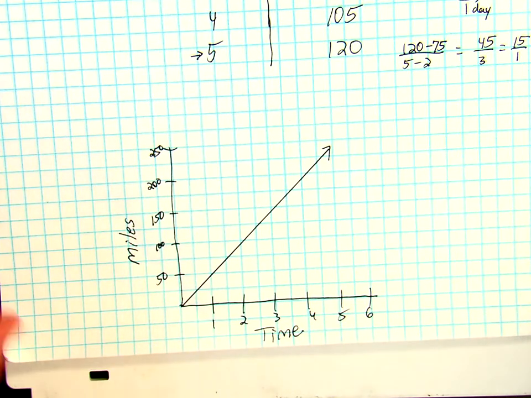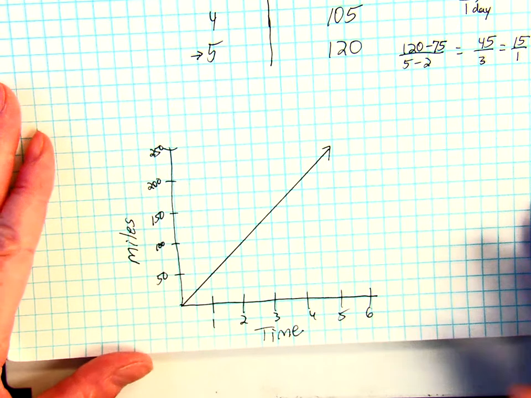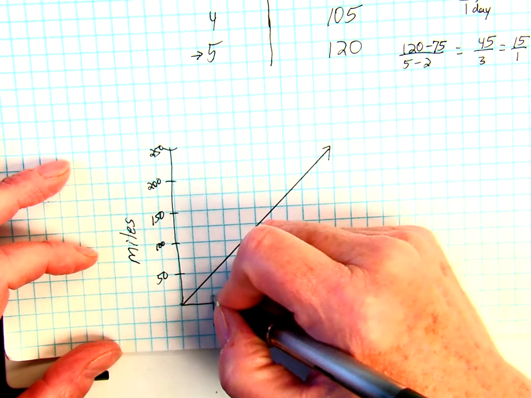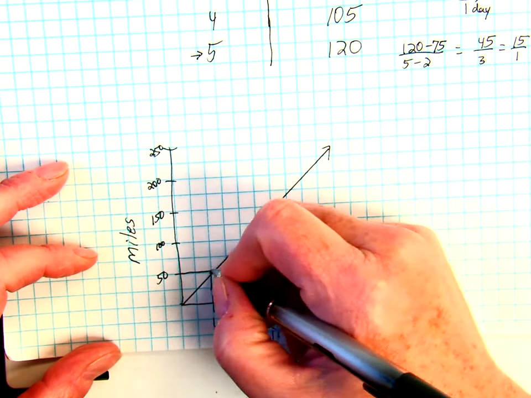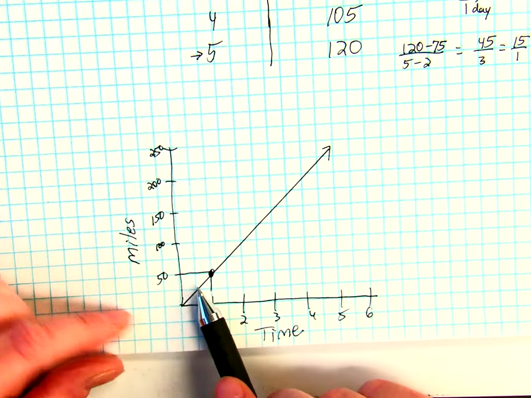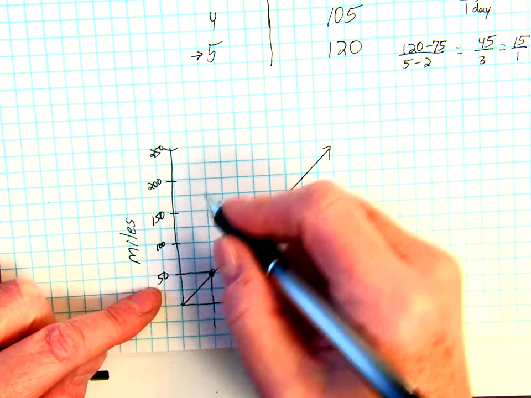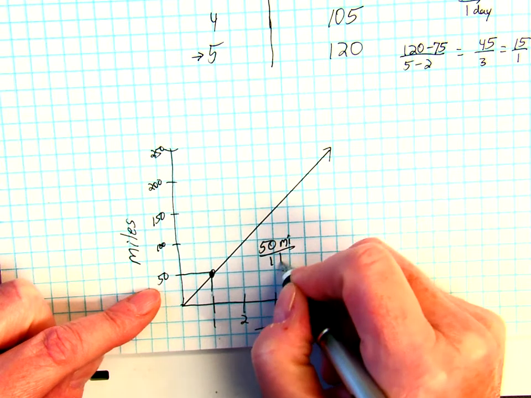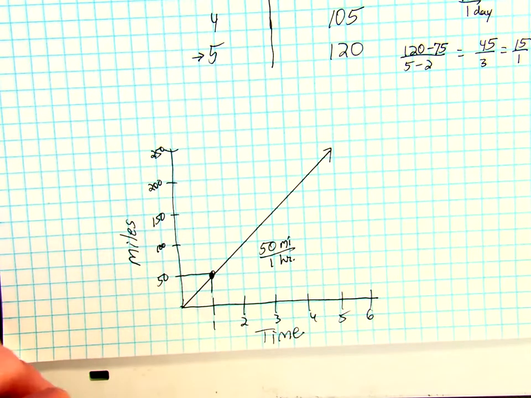So they're asking us to find the rate of change based on the graph. Well, we can really come up at any point coming across here using just this simple point here. We can say that this is 50 miles per 1 hour, or 50 miles per hour.